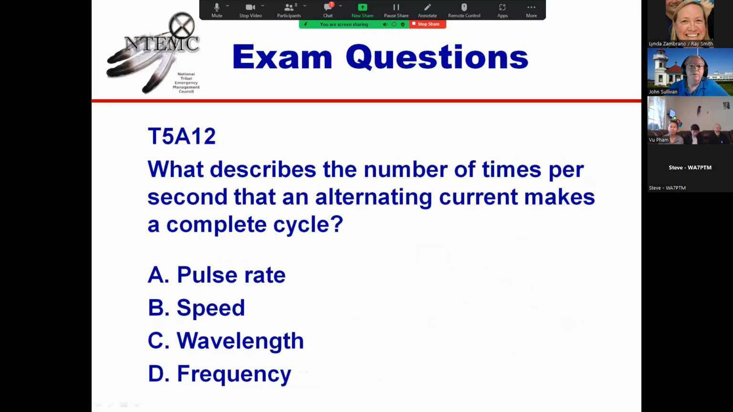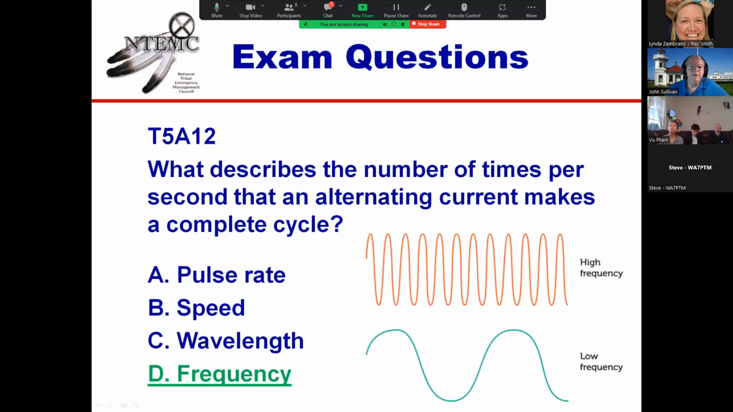What describes the number of times per second that an alternating current makes a complete cycle? Okay, the number of times. So how many times is it doing? How frequently does it happen? The frequency. High frequency, a lot of cycles per second. Low frequency, fewer ones.